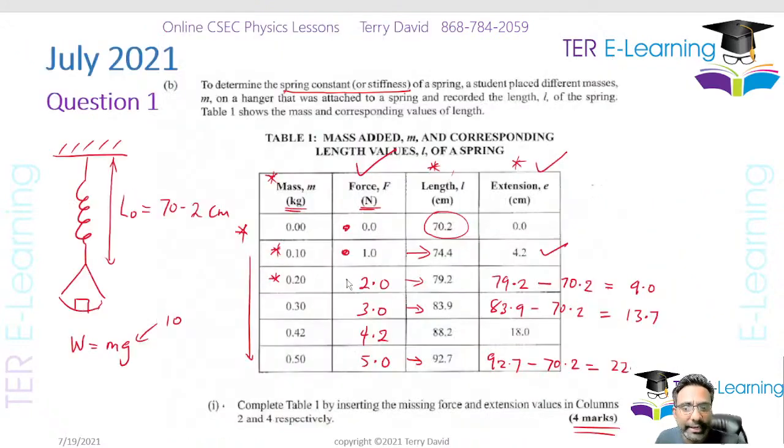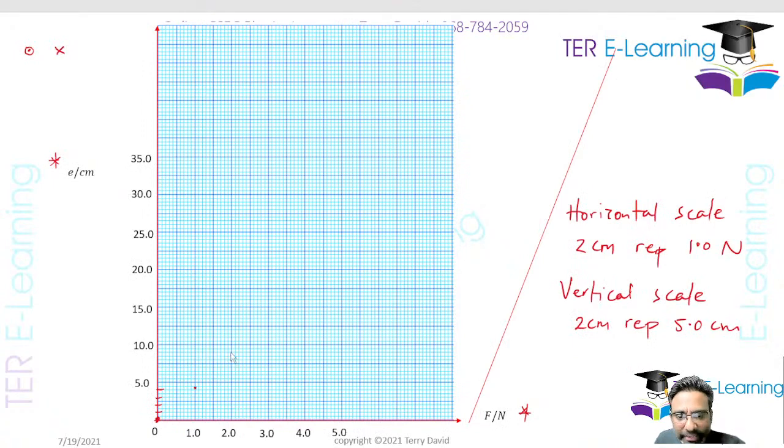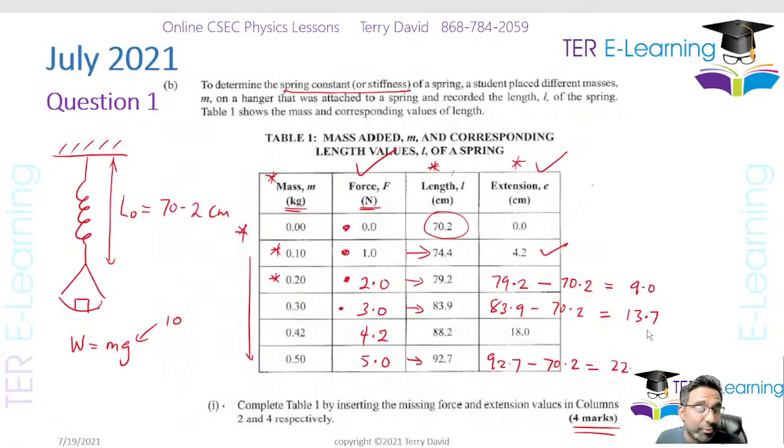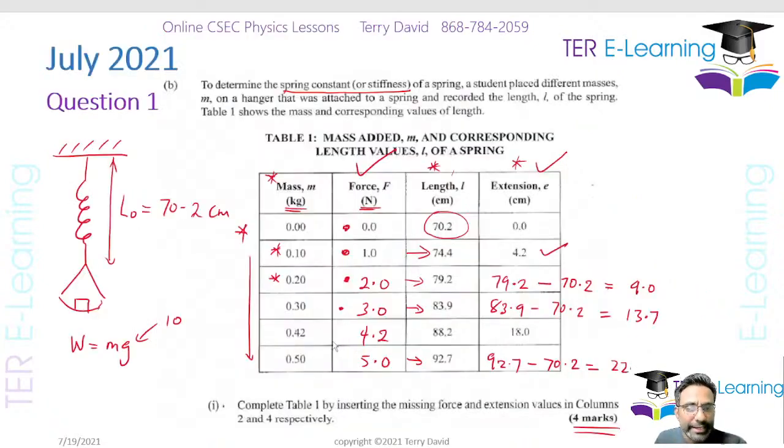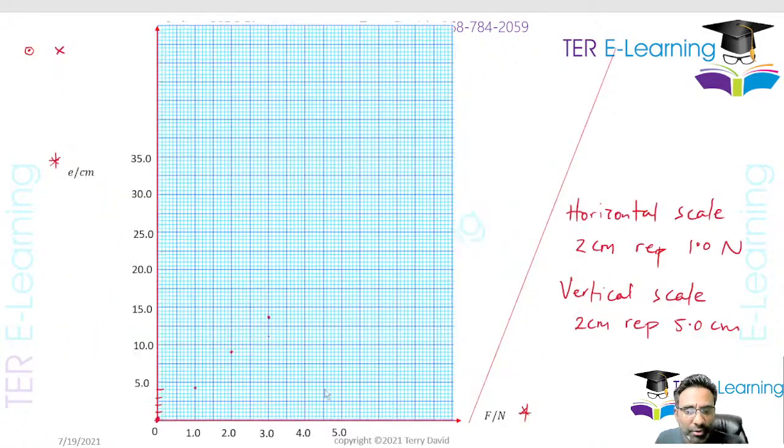The next point I'm going to plot here is 2.0 against 9. So 2.0 against 9 should be around here. Then I'm going to plot 3.0 against 13.7. So this is 10, 11, 12, 13.5. 13.7 is around here, right? The next point I'm going to plot is 4.2 against 18. So this is 4.2 here, and we go in 18. So that's 16, 17. That's about here, right? So that's 4.2 against 18.